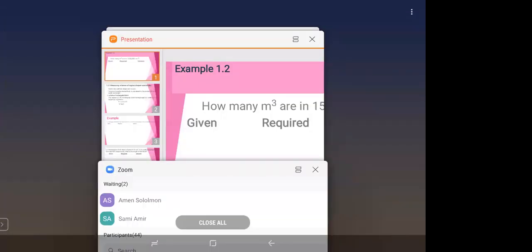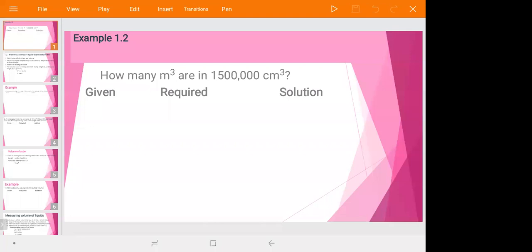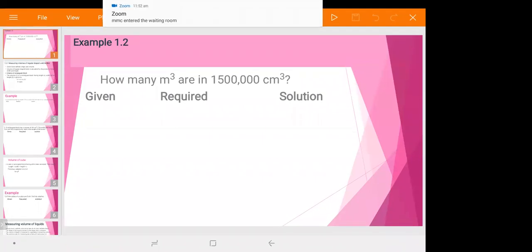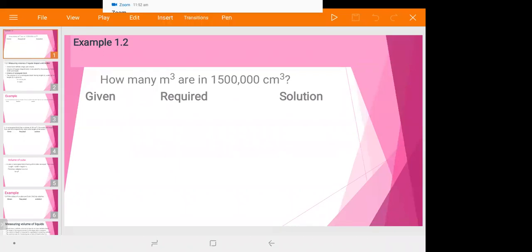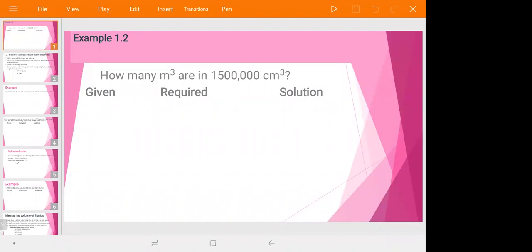Therefore, we will see today's discussion by one example. Question number one: how many meter cube are in 1,500,000 centimeter cube? To do this one, it depends on the relationship between units of volume. I think the question given for you is visible on the screen. Let us see this one together to save our time.